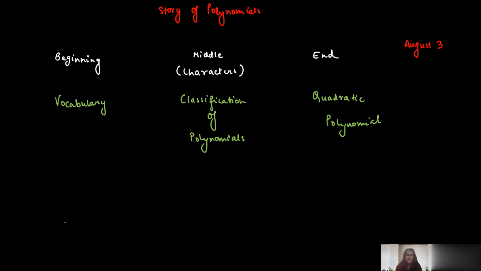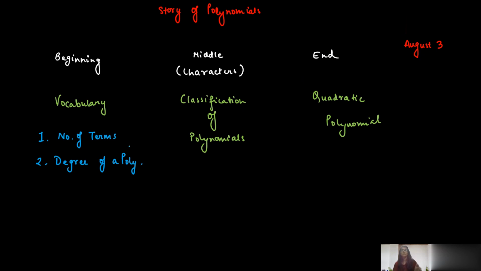Okay. So Gia, we need to learn two concepts in vocabulary section. First is number of terms of a polynomial. Second is called degree. Degree of a polynomial.